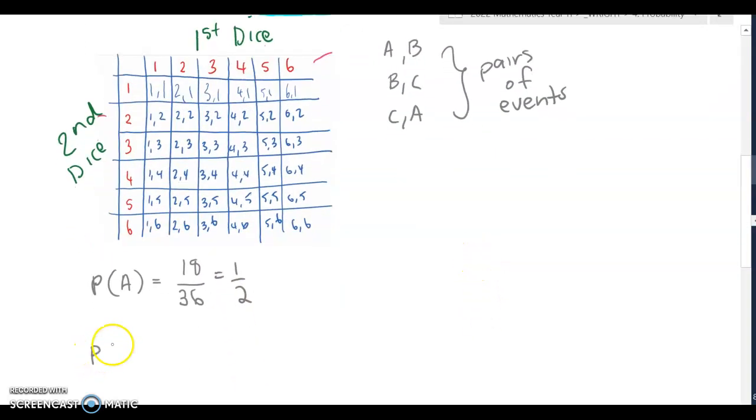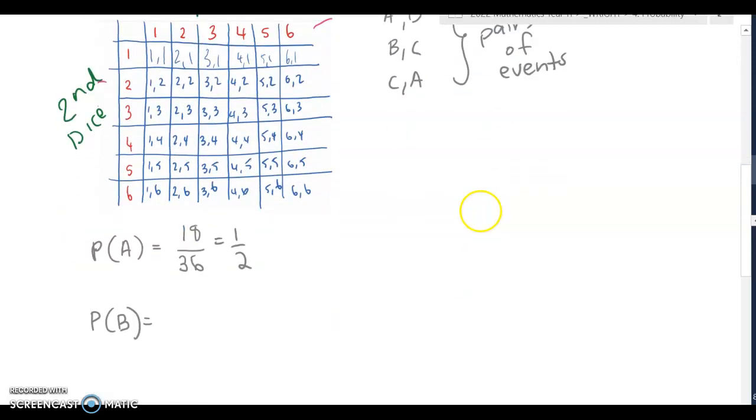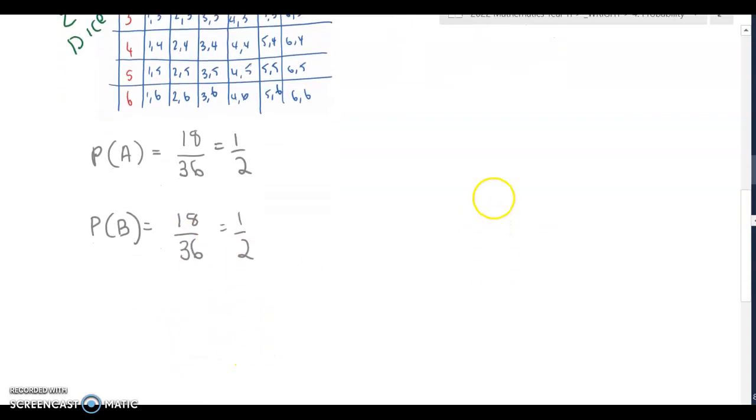Next, we want to have a look at the probability of B. Now, what's B? B is the event that the second die shows the numbers 1, 2, or 3. Have a look at our diagram. The second dice is along here, and shows a 1 at the second number, 2 at the second number, or 3 at the second number. So that's also 6 times 3, which is 18. So we've also got 18 out of 36 possibilities, which also equals 1/2.